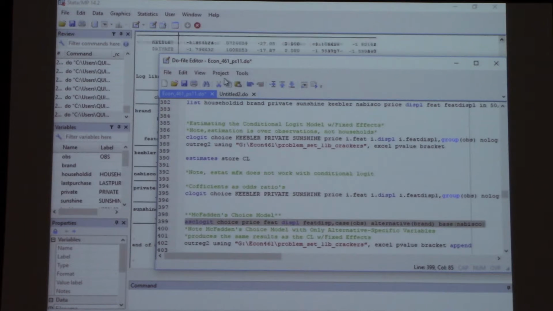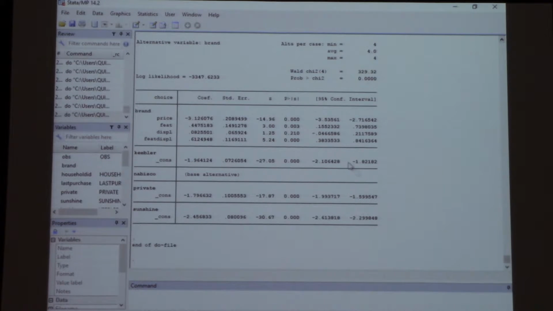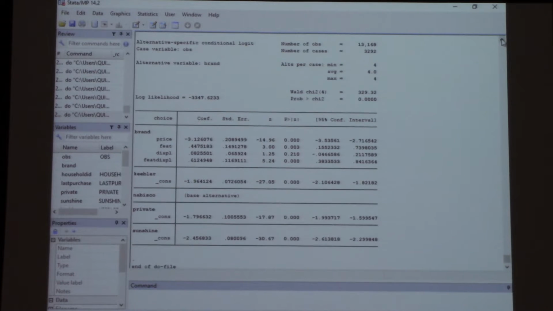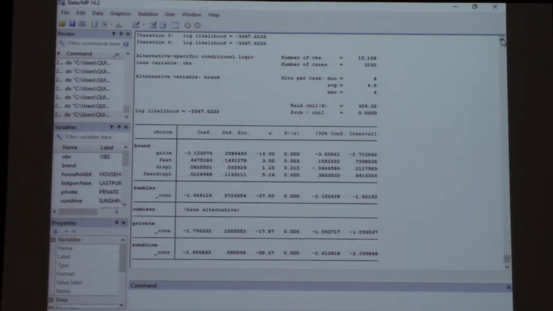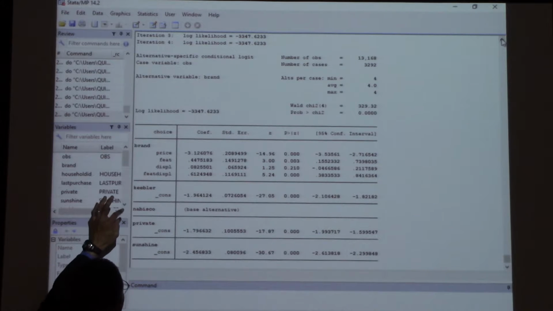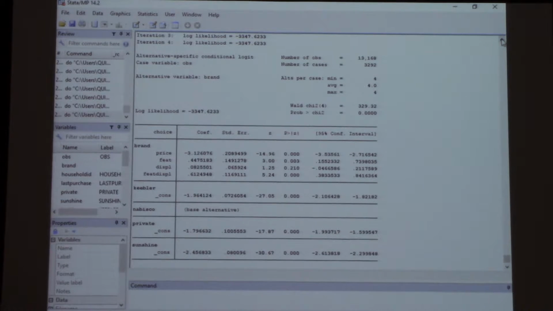Now, this gives us our alternative specific variables. That's all we've got, we don't have any case specific variables. Again, price, negative and significant. Feature, positive and significant. Display, positive, not really significant at conventional significance levels.